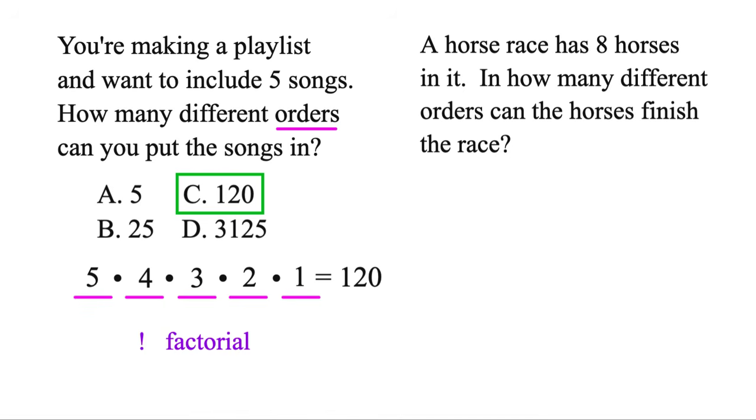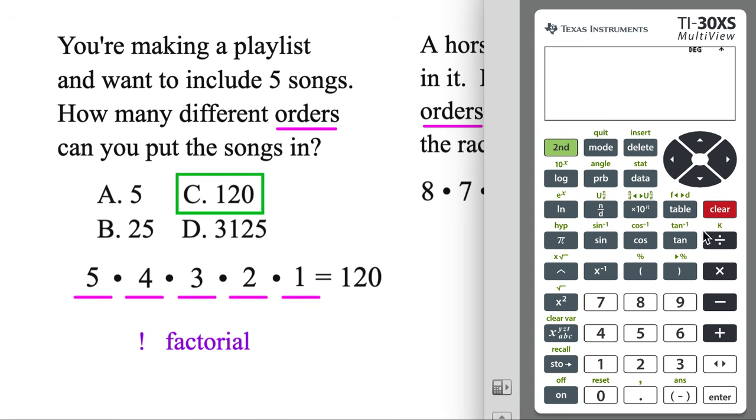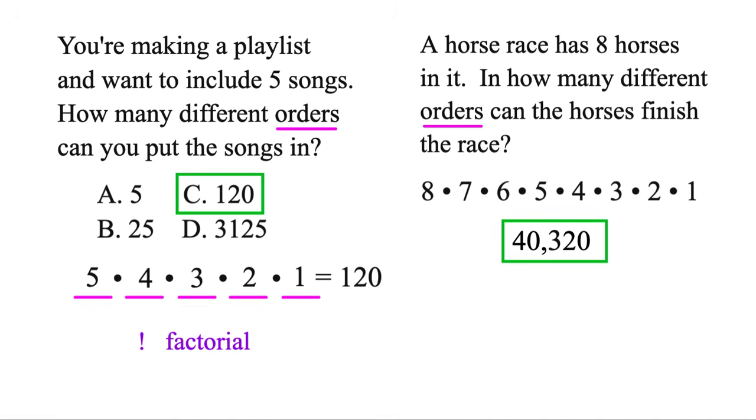Okay, feel free to pause if you want to practice with this one here. You got it. You know it's order. You know there's 8 things. You're just going to do 8 times 7 all the way down to 1. But you might have thought, I think I messed something up. My number's too big. Nah, you did it right. It's just pretty extra. 40,320. That's how many orders these horses could finish.